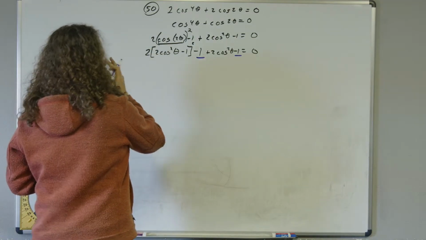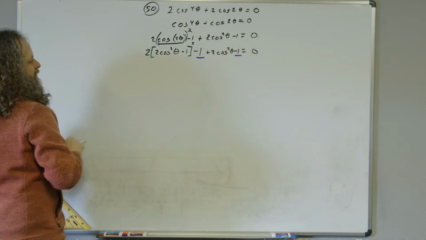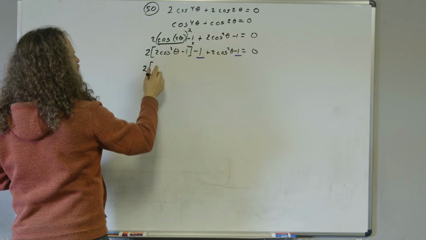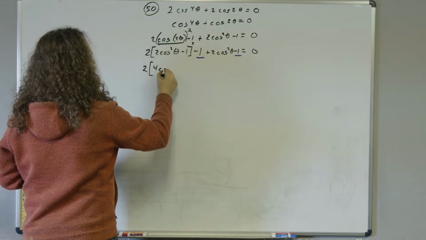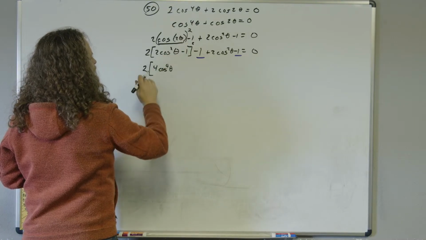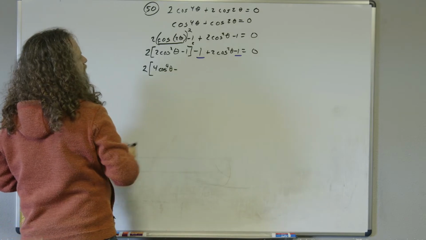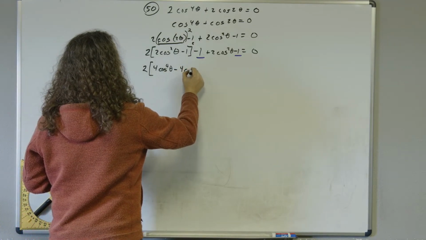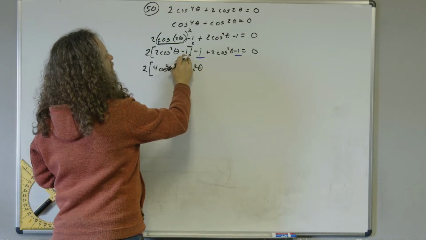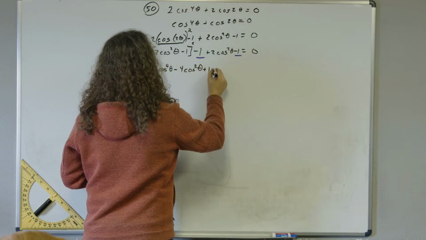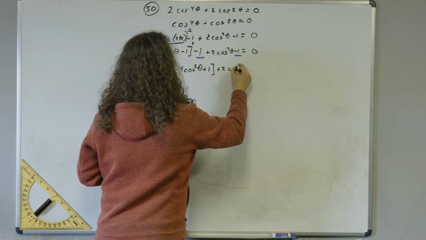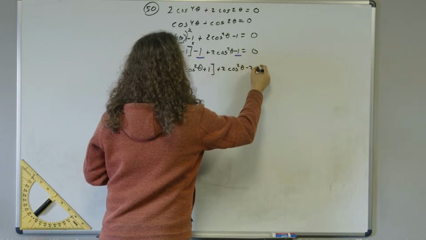And then we've got binomial squared theorem stuff happening. 2 times this squared would be 4 cosine to the 4th theta, plus 2 times this times this. So minus 4 cosine squared theta, plus this squared, so plus 1, plus 2 cosine squared theta minus 2 equals 0.